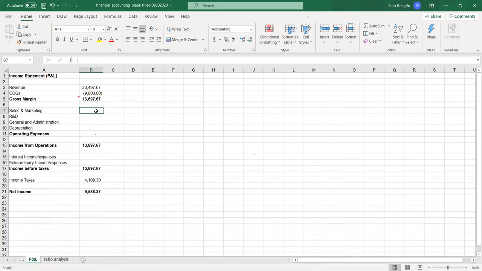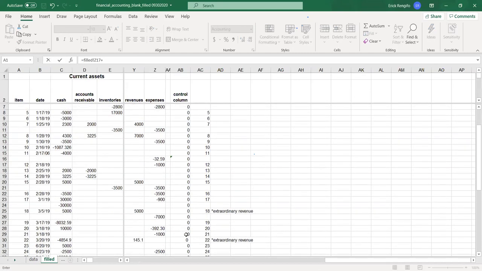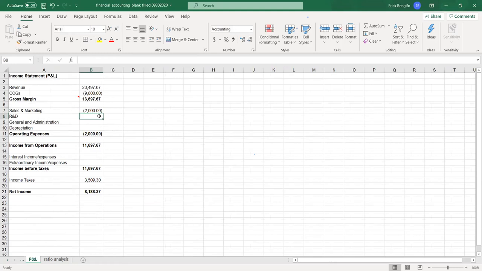Yes. So sales and marketing, guys, are the expenses 12 and 21. Do you remember this publicity? So we go transaction 12 plus transaction 21. These are the marketing expenses, publicity. So you should add up to 2,000 negative. Do you agree, guys? Yeah. Well, we don't have anything in research and development. Then we have general and administration.